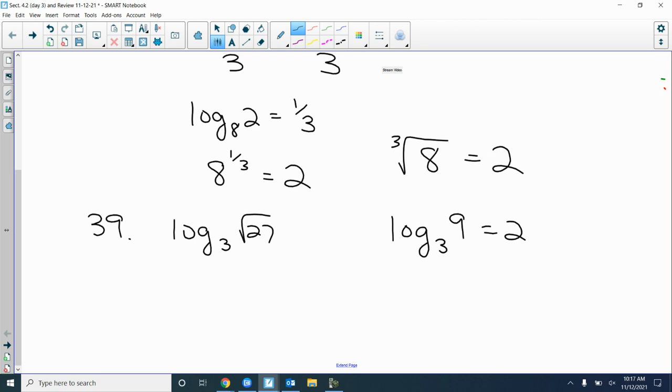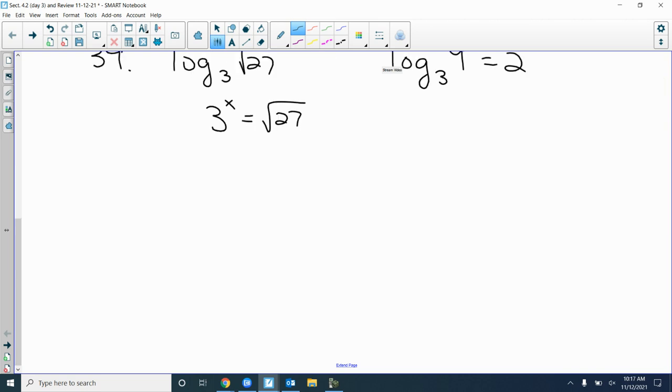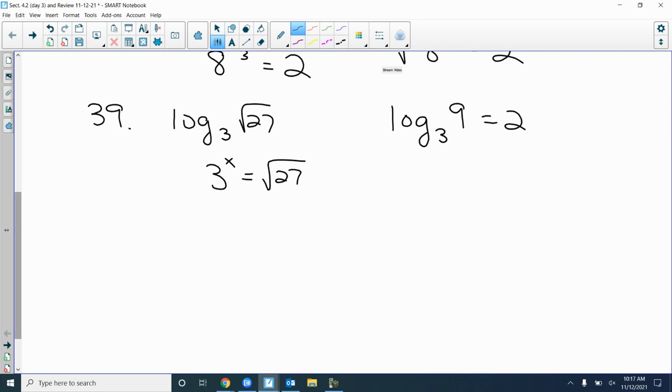So if you're not quite sure, this is where I throw in that x and I say 3 to what power equals the square root of 27. For these ones where there is no calculator, like you can't type this in your calculator Monday, you got to think common base. How can I get each side to the same base? 27 can be written as 3 to what power? 3 to the third. So I'm going to write that as 3 to the third. So this is 3 to the x equals square root of 3 cubed.